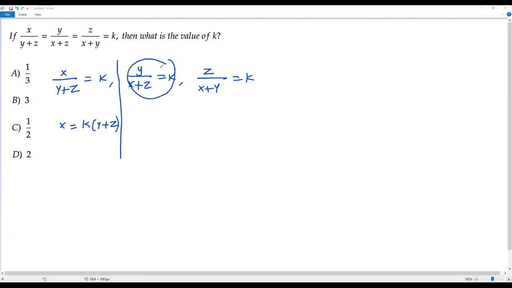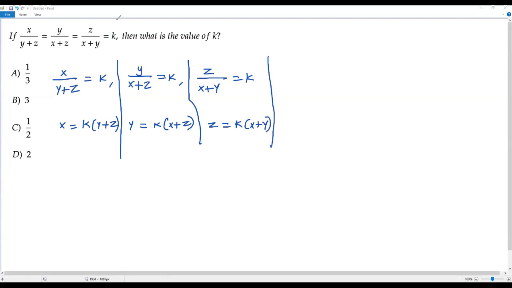Now let me solve for y in this equation. For that we have to get rid of this denominator. So let me multiply both sides by x plus z. Then I'm getting y equals k times x plus z. Okay, now let me do the same thing in the third equation. That is, I'm going to solve for z. So for that we have to get rid of this denominator x plus y. Let me multiply both sides by x plus y. Then I'm getting z equals k times x plus y. Okay, now I have solved for x, y and z.